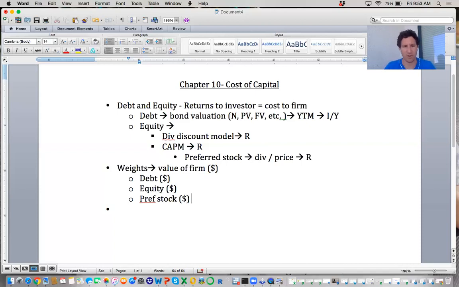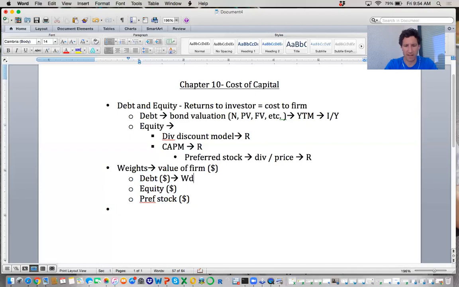All right, so once we have the dollar amount of the firm and the dollar amount of each of these, then we can figure out our weights. So debt, equity, and preferred stock in dollars all added up together gives you the value of the whole firm. And then just divide each to get the weights.